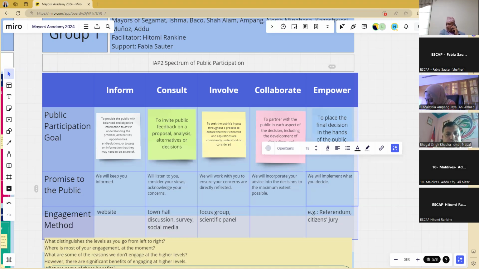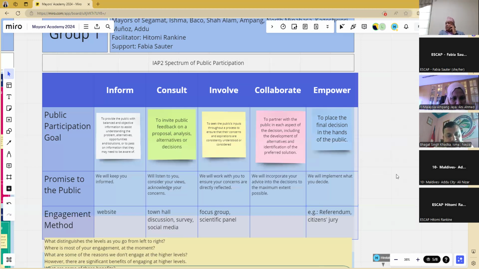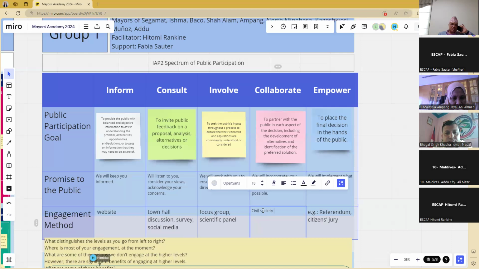Okay, collaboration. Some of the engagement methods would be partnerships, for example, and different multi-stakeholder bodies. Are there any other ideas around this issue of collaboration? Fabio, could you put civil society, maybe, let me see, social audits, civil society, joint social audits of progress, right?